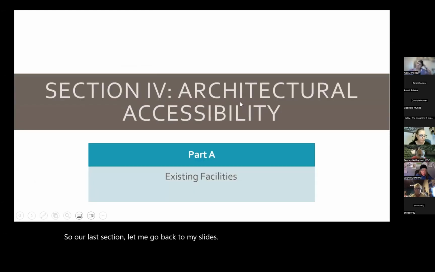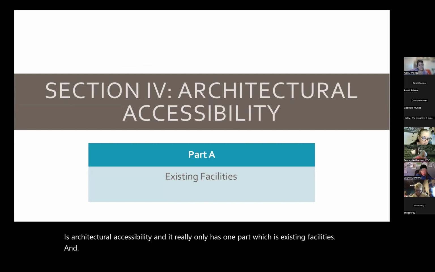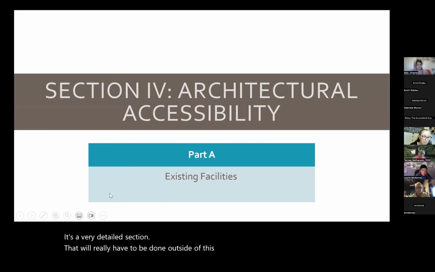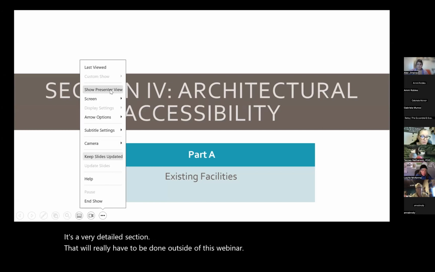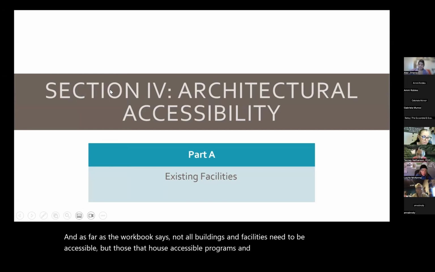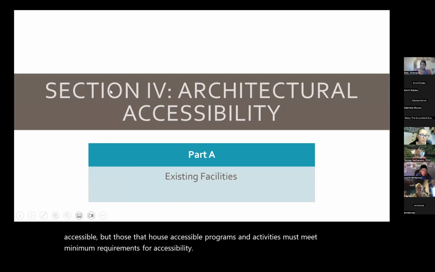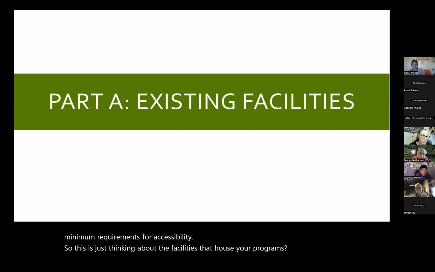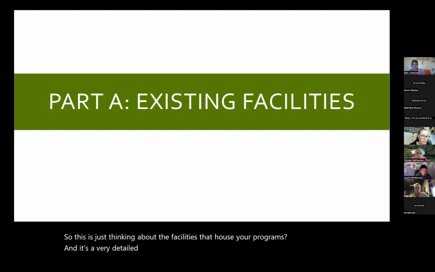Our last section is architectural accessibility. It really only has one part, which is existing facilities. This applies to everyone, even if you're renting. It's a very detailed section that will really have to be done outside of this webinar. As the workbook says, not all buildings and facilities need to be accessible, but those that house accessible programs and activities must meet minimum requirements for accessibility. So this is just thinking about the facilities that house your programs.